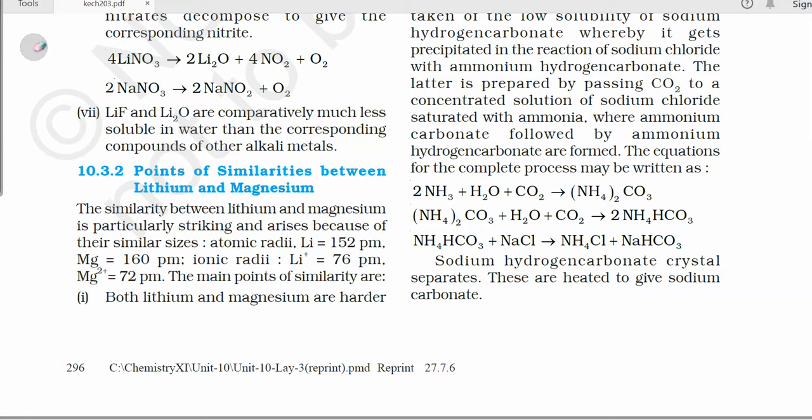So for today, I am concluding the class here. In the next class, we will start with the similarities between lithium and magnesium, and we will move towards the alkaline earth metals chemistry. So for today, thank you. We will meet up in the next class.